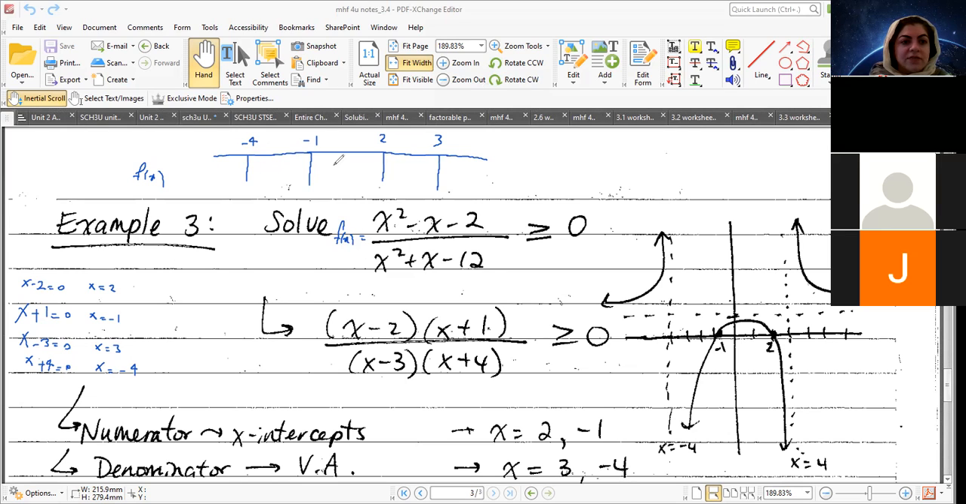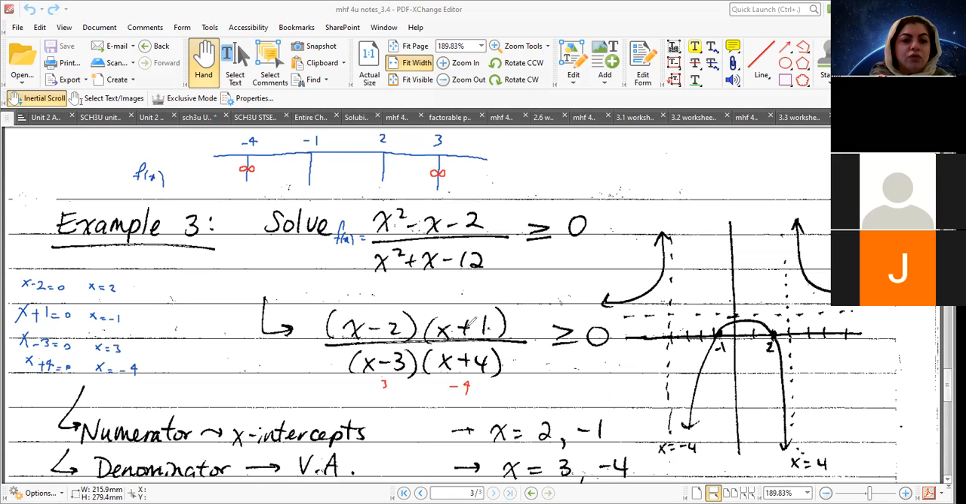This f of x, the sign of f of x is coming here. Since 3 and -4 are in the denominator, my function is infinite, because the denominator will be 0 when x is 3. Then the whole thing is not defined, so I just need to put infinity here and here.